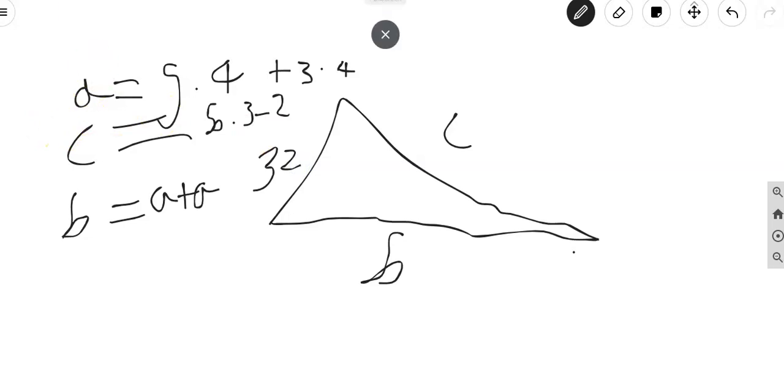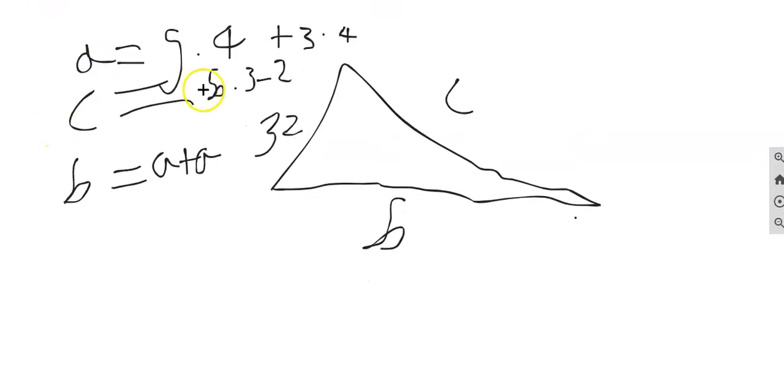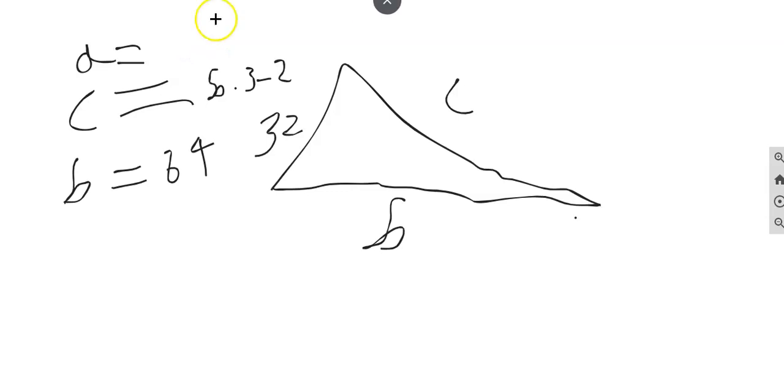Now B, on the other hand, equals A plus A. And A is 32, so 32 plus 32 is 64. Also, I forgot to note that A equals 32. We're just going to find all the variables at the end.